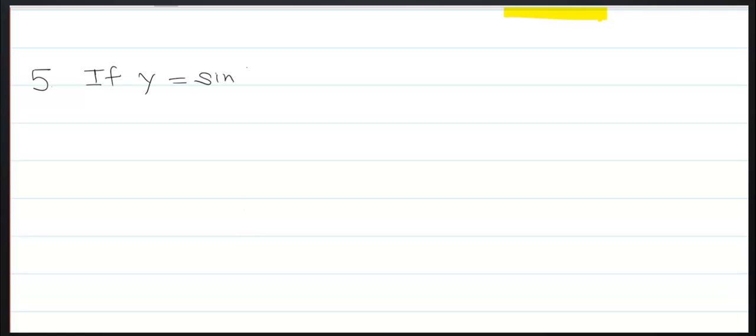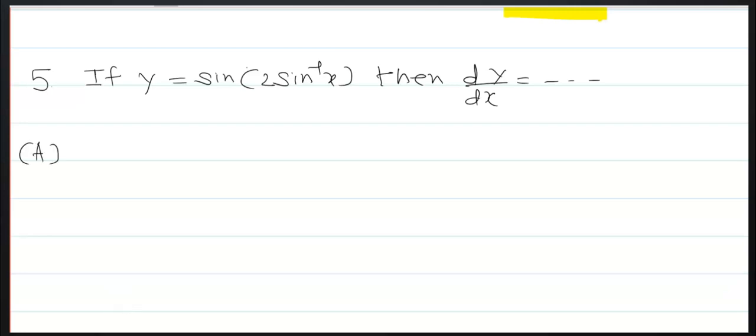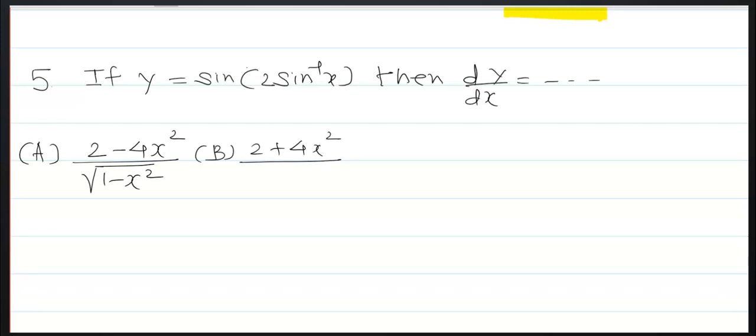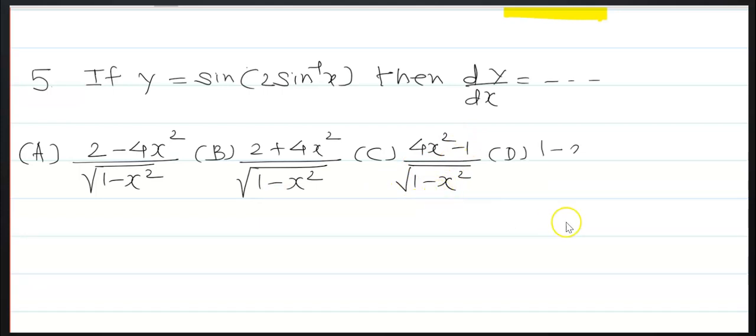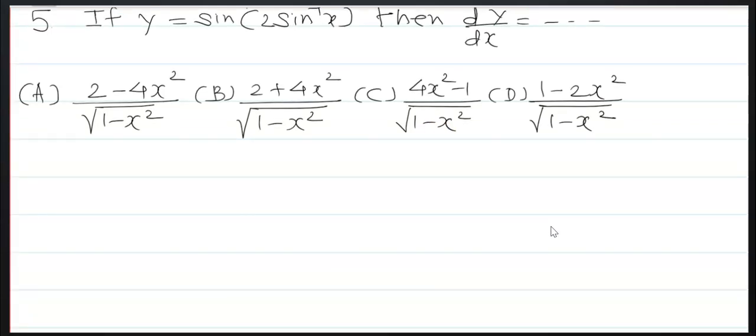If y is equal to sine of 2 sine inverse of x, then dy by dx is equal to: A, 4 minus 2x square upon root of 1 minus x square. B, 2 plus 4x square upon root of 1 minus x square. C, 4x square upon root of 1 minus x square. D, 1 minus 2x square upon root of 1 minus x square.